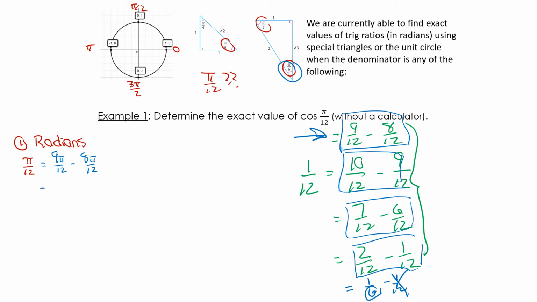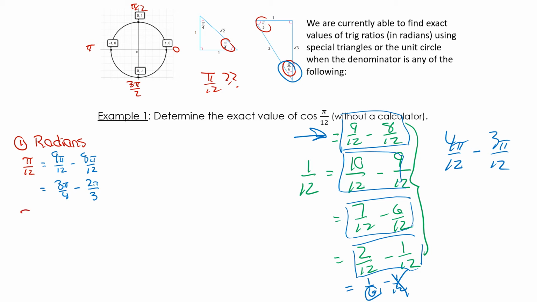The reason I picked those is because they reduce. 9/12 is the same as 3/4, and 8/12 is the same as 2/3. There are other ways to do this. This isn't the only one, but it's the one I'm going to do. You could also have done 4 pi over 12 minus 3 pi over 12. Those both reduce as well, so you could have used that one too. But we'll stick with this first one. Actually, I will put them both down because I said I was going to do this two ways.